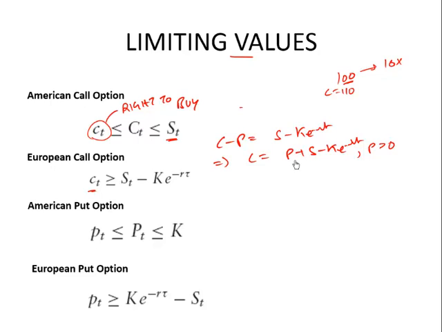So P is always positive. So premiums are always greater than 0. That means C must always be greater than S minus K e raised to power minus RT. That is the limiting value of a European call option.